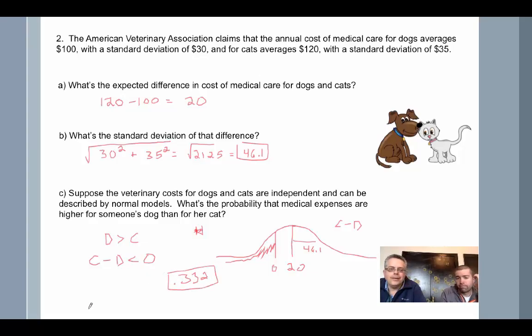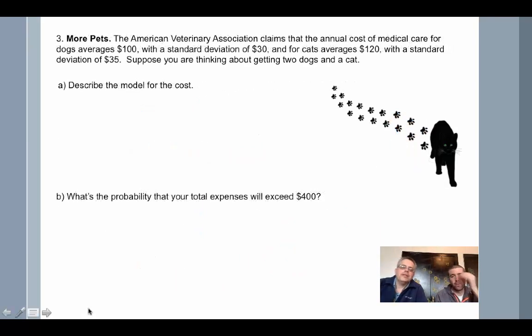Okay, next. All right. Rolling through. A little bit more. Here we have the same cost, same setup, but suppose someone's going to get 2 dogs and a cat. Two dogs and a cat. That's kind of a miserable house for that cat.